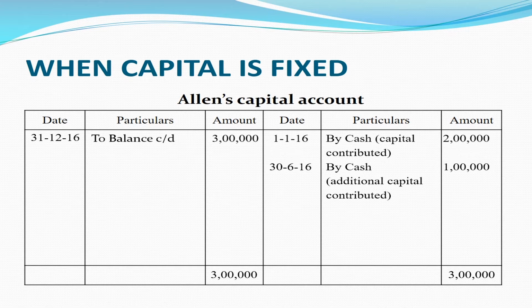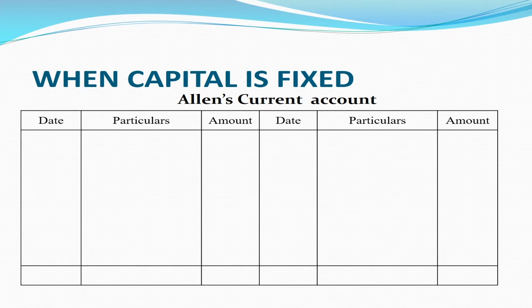Now, moving on to Allen's current account, it will start with the by side, that is interest on capital, $25,000. How did we calculate interest on capital? As we have seen in the question, interest on capital is to be allowed at 10% per annum. So we calculate it as 2 lakh multiplied by 10% for 1 year, that becomes $20,000, and 1 lakh multiplied by 10% into 6 divided by 12, that becomes $5,000. So interest on capital is $25,000.